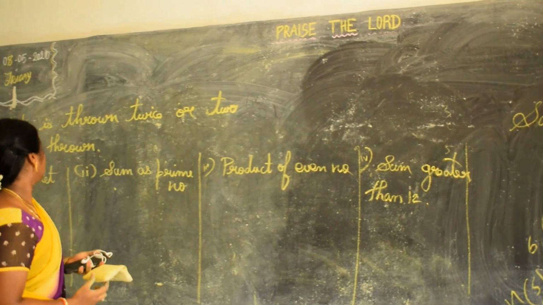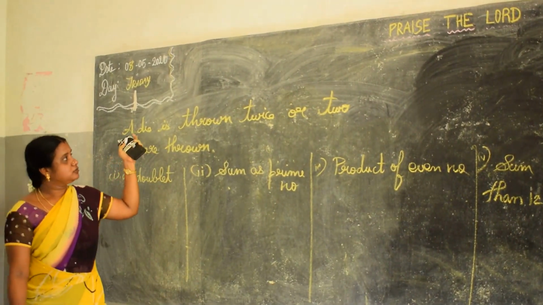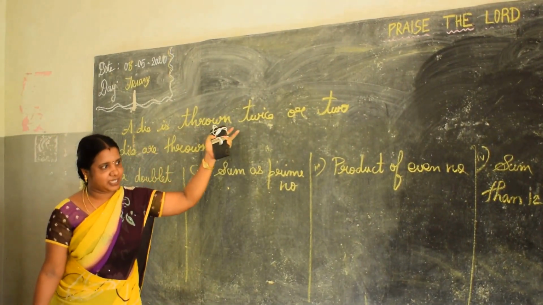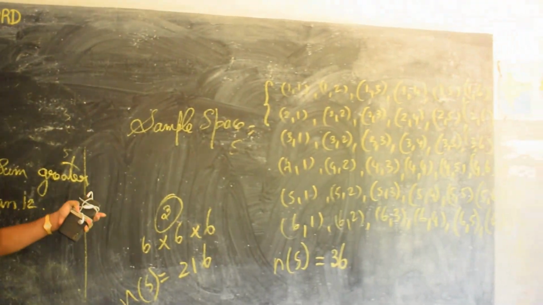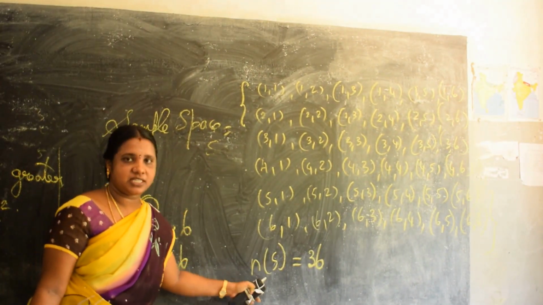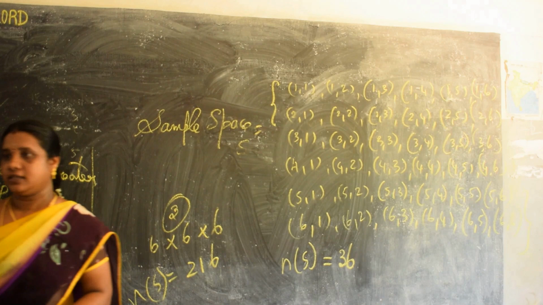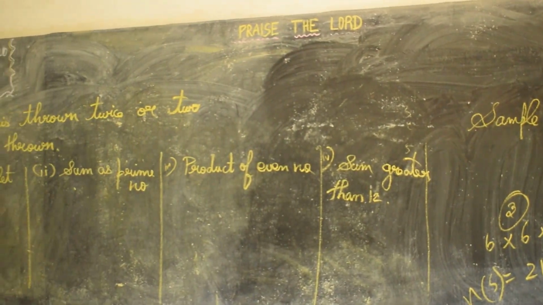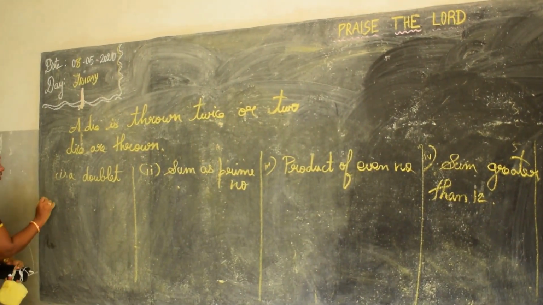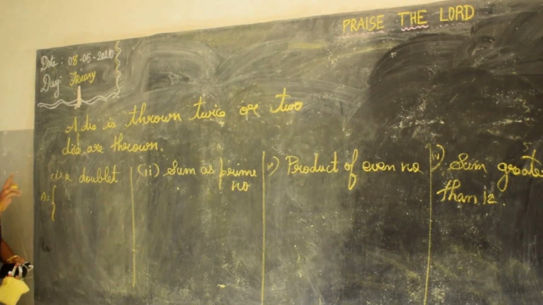See here, what is the sample space? A die is thrown twice. That means our sample space, this is twice, so our n of S is 36. Okay, see our first question is doublet. Doublet means you have to get the same number 2 times.